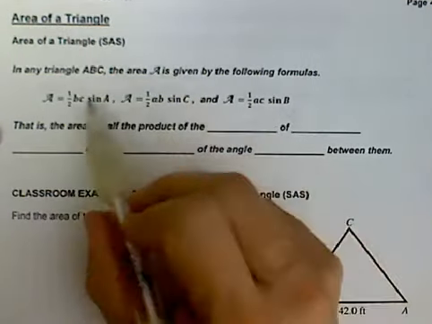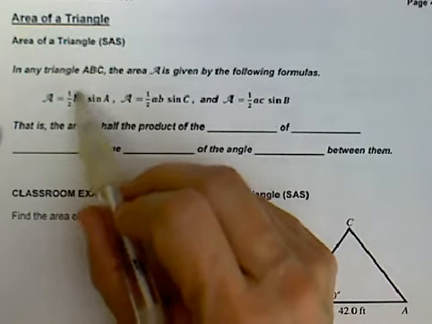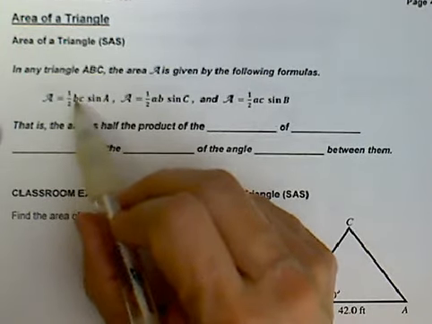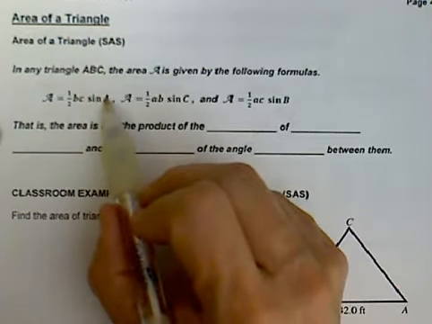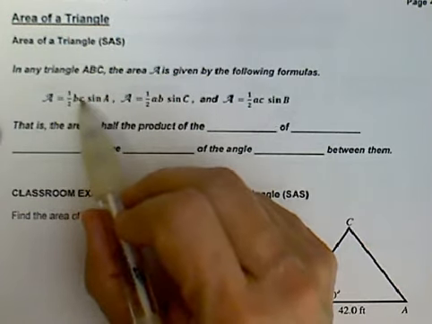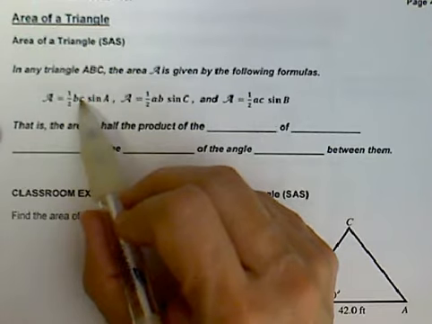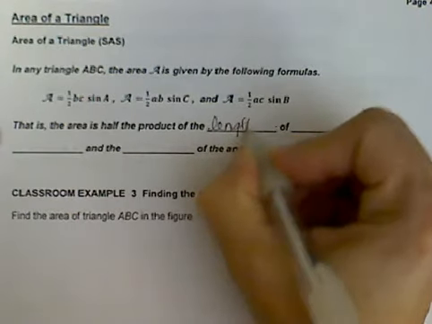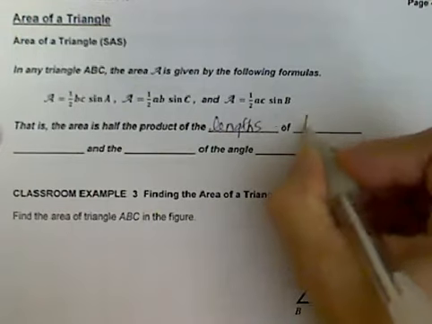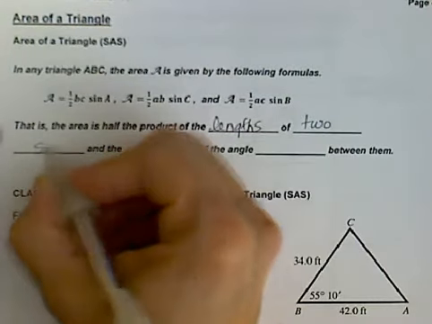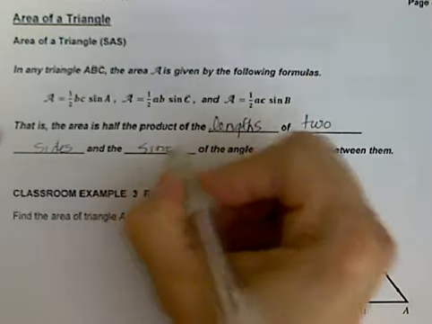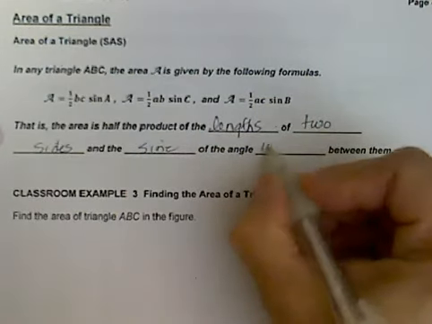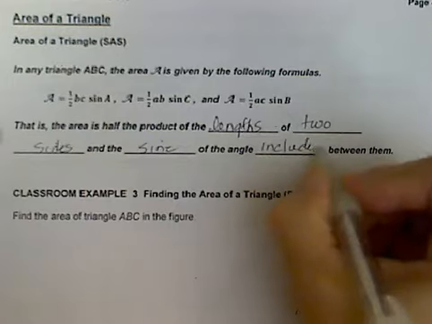Don't memorize the formulas so much as memorize the form. So this is 1/2, then you have the two sides, and then you have the sine of the angle. This angle is not the one that corresponds to either of the two sides. So you've got 1/2 the product of the lengths of the two sides, and then the sine of the angle that's included between those two sides.